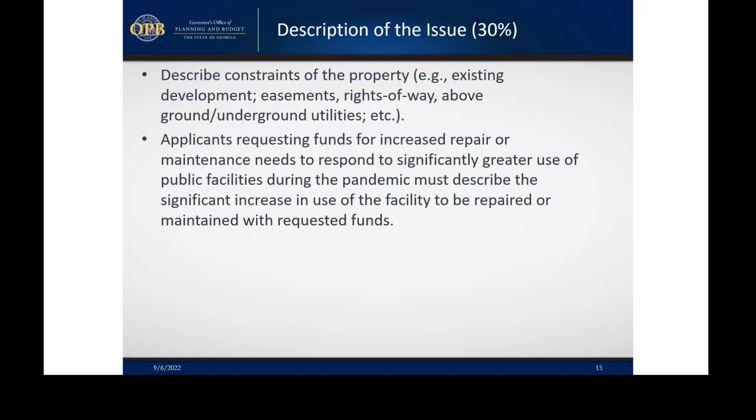Describe constraints of the property, for example, existing developments, easements, rights of way, above ground, underground utilities, etc. Applicants requesting funds for increased repair or maintenance needs to respond to significantly greater use of public facilities during the pandemic must describe the significant increase in the use of the facility to be repaired or maintained with the requested funds.